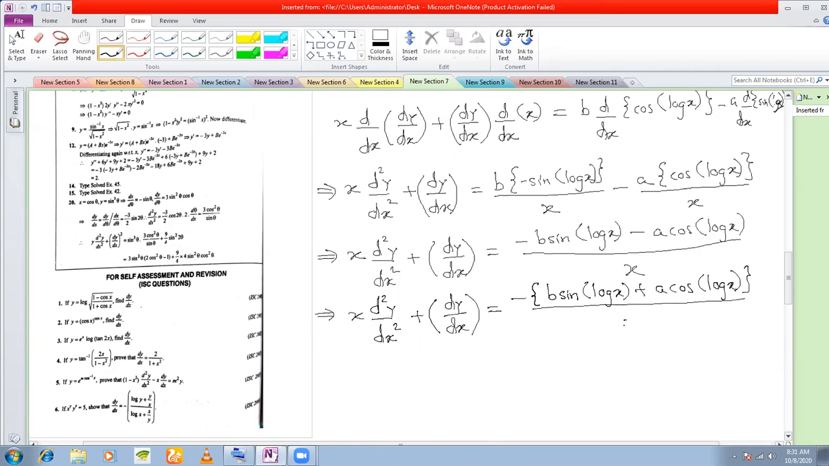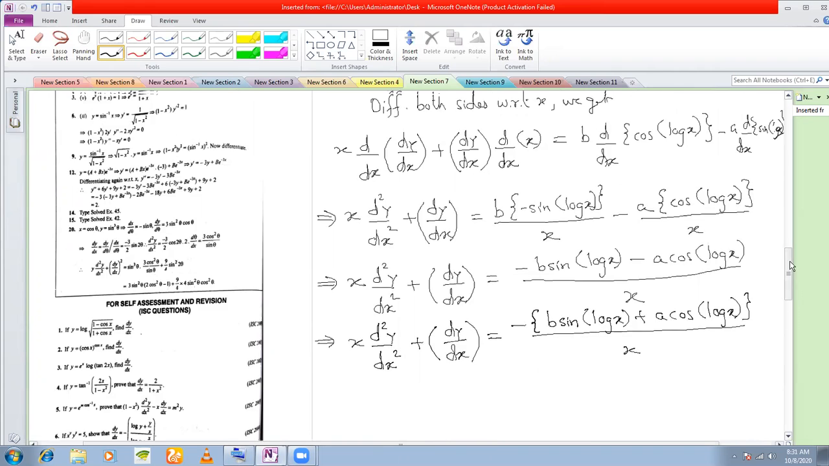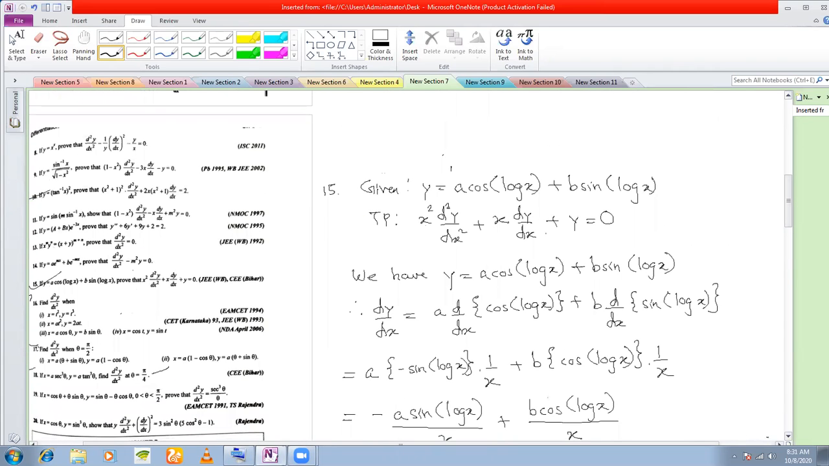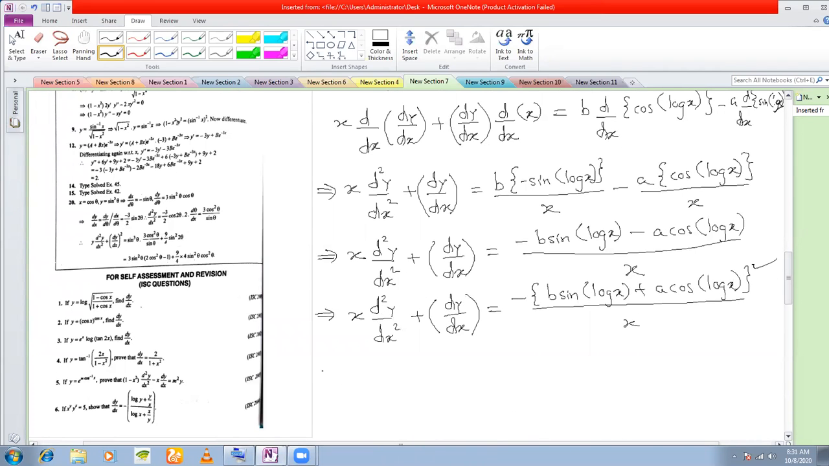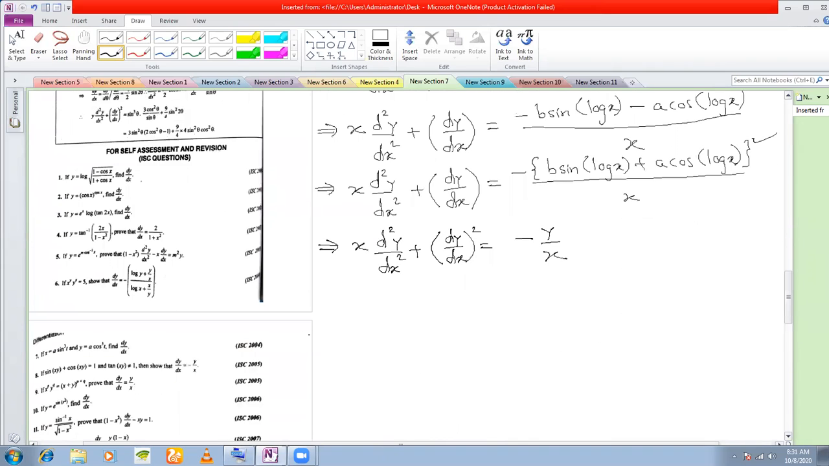Divided by x. Now you see, minus b, this is a b sine log x plus a cos log x. This is what? We are getting y back, isn't it? Yes, sir. In the numerator. So we put y. That means x d2y dx2 plus dy dx is equal to minus y by x, right? Now you multiply both sides by x.